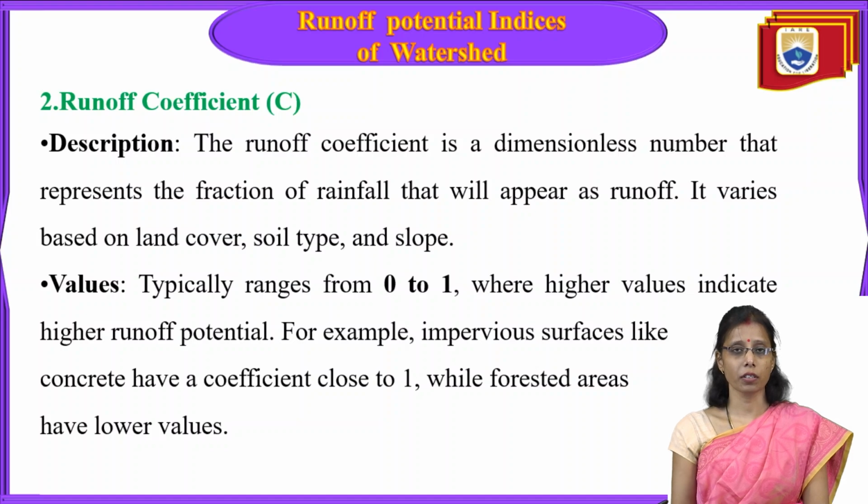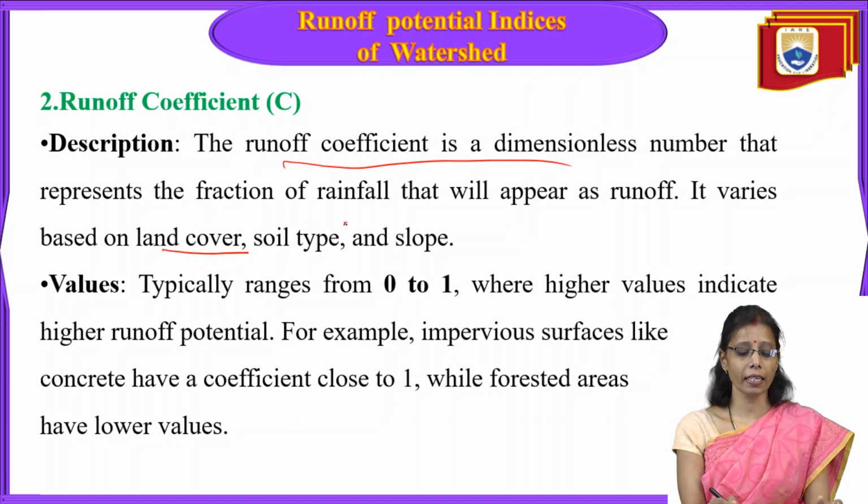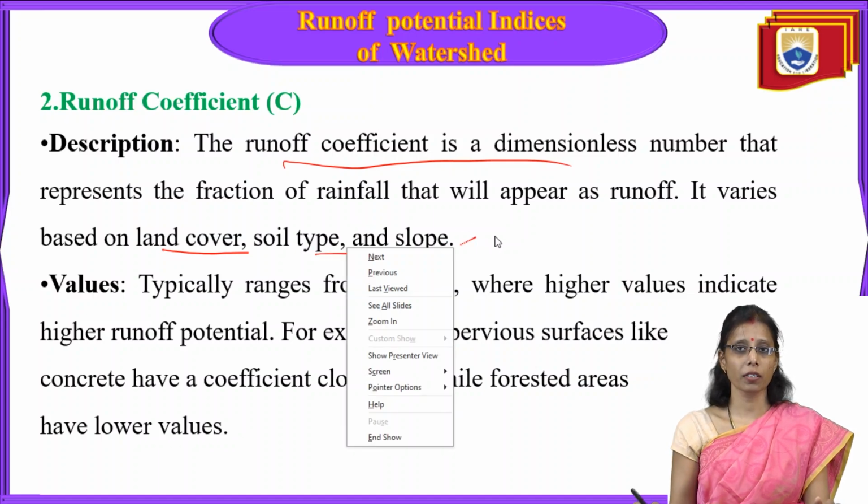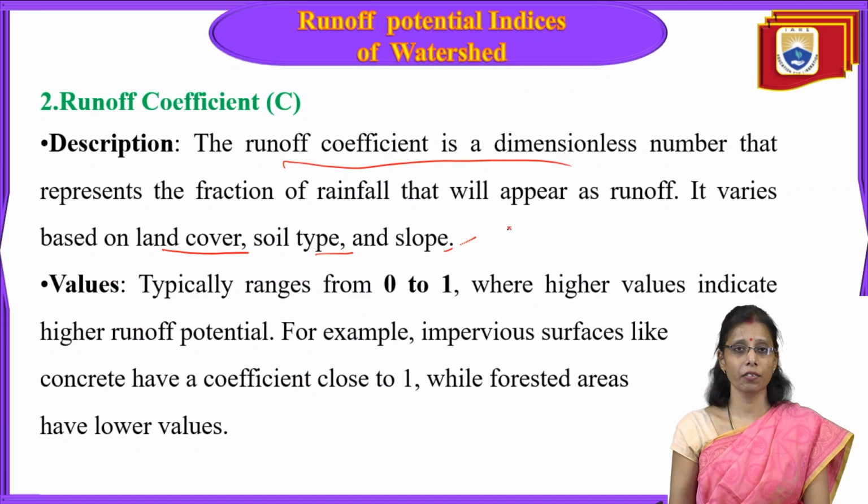Now runoff coefficient. The second thing here, in these rainfall potential indices, is the runoff coefficient. So what is the runoff coefficient? The runoff coefficient is a dimensionless number that represents the fraction of rainfall that will appear as runoff. It varies based on the land cover, soil type and the slope. So what is the slope, what is the soil cover and what type of land cover it has, based on that the conditions will change.